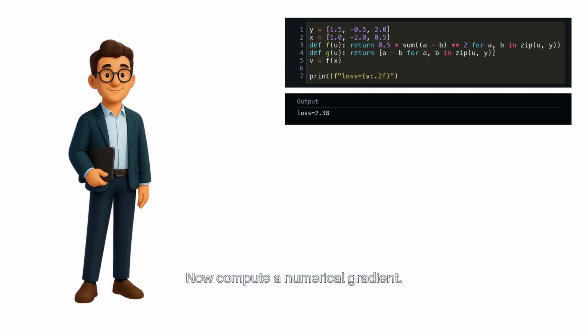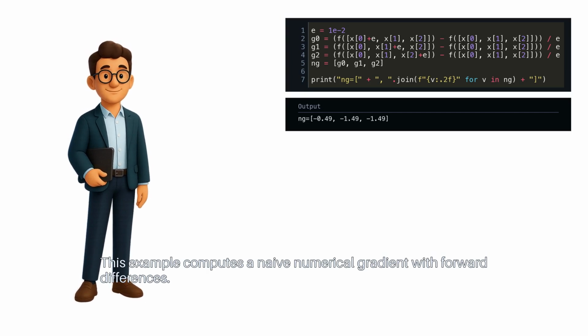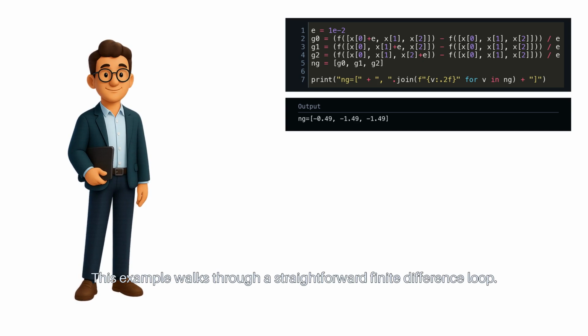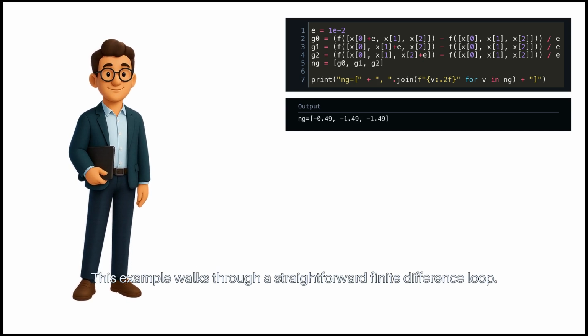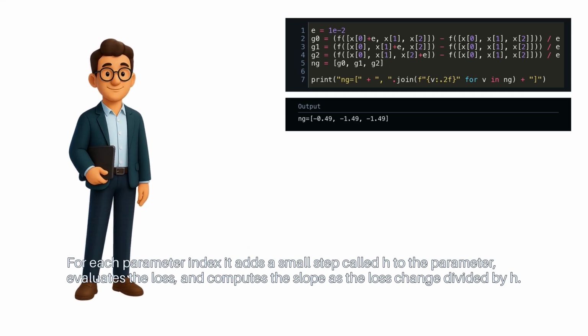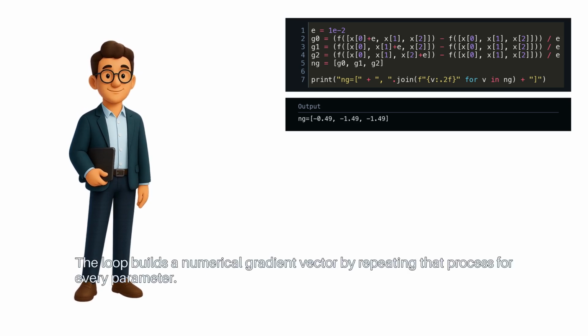Now compute a numerical gradient. This example computes a naive numerical gradient with forward differences. It walks through a straightforward finite difference loop. For each parameter index, it adds a small step called h to the parameter, evaluates the loss, and computes the slope as the loss change divided by h. The loop builds a numerical gradient vector by repeating that process for every parameter.